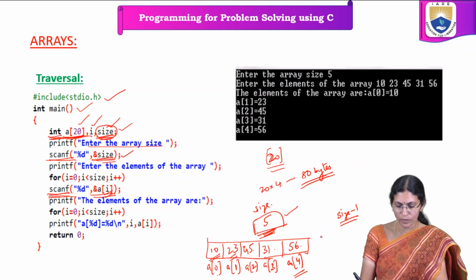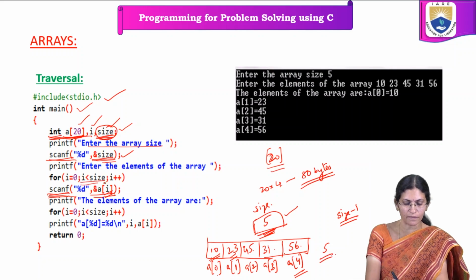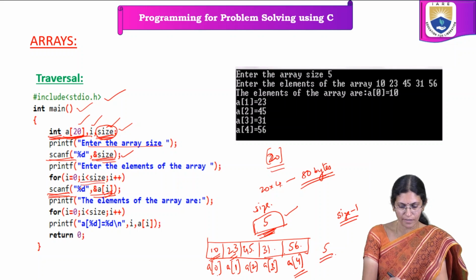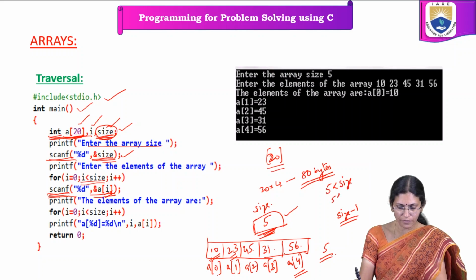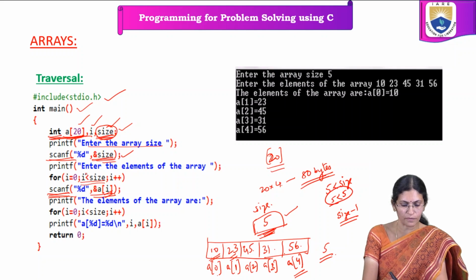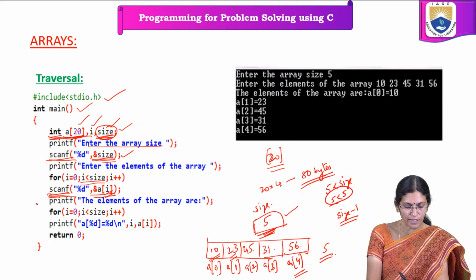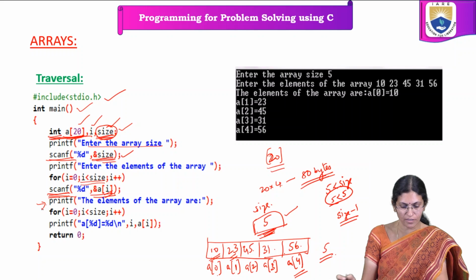Now when I is equal to 5, the condition we have written here is I less than size. So 5 less than size, that is 5 less than 5, is false. So it will come out of this loop. Next, control will be transferred to the next line.